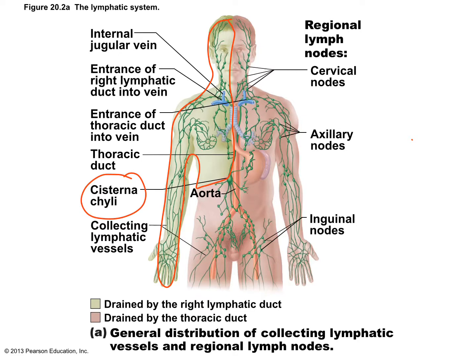And I'll show you a close-up picture of that in just a second. Also, the lower extremity drains into what I have circled in red, the cisterna chyli, and that actually becomes the thoracic duct, or kind of drains into the thoracic duct.